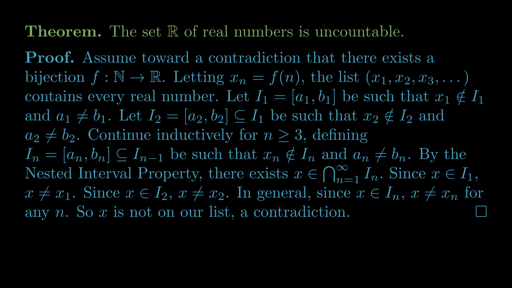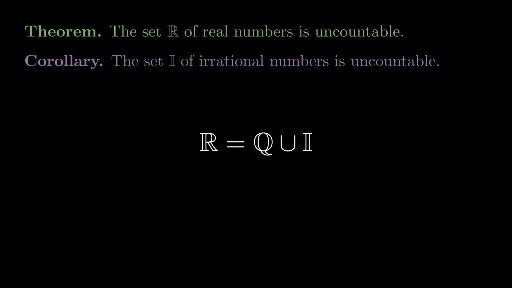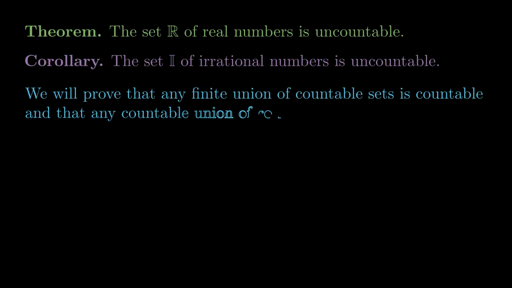An immediate corollary to this result is that the set of irrational numbers must be uncountable, because if the irrationals were a countable set, then that would make the reals a union of two countable sets, because we already proved that the rationals are countable, but the union of two countable sets is still a countable set, which contradicts the reals being uncountable. And I suppose we haven't yet proven that the union of two countable sets is countable, but next video will actually prove a much stronger result, that any finite union of countable sets is countable, and furthermore, any countable union of countable sets is countable.